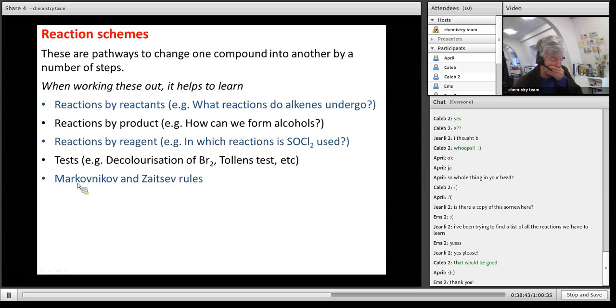And then also know your Markovnikov and Zaitsev rules, because they could say compound C is formed as the minor product. So you need to work out whether it's an addition reaction or an elimination reaction. Remember, addition is Markovnikov and elimination is Zaitsev. So which one is it going to be? Remember that rich gets richer and poor gets poorer as a memory aid.